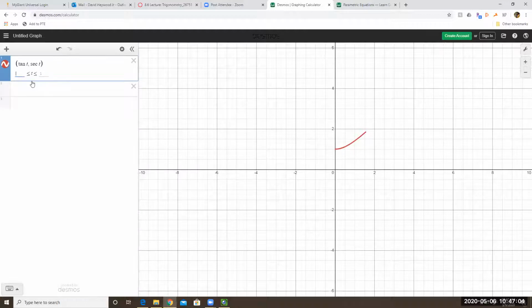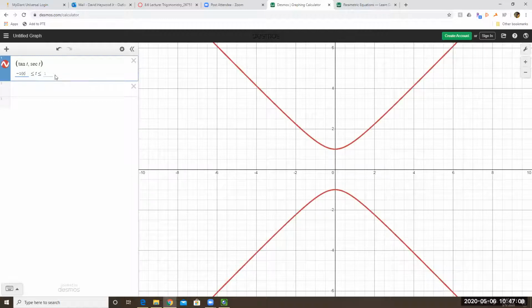Well, anyway, let's do this from negative 100 to positive 100. And sure enough, you get this hyperbola, just like we thought you would. A hyperbola that opens up and down just like we thought we would. So that one's kind of cool. Same thing with the next one.